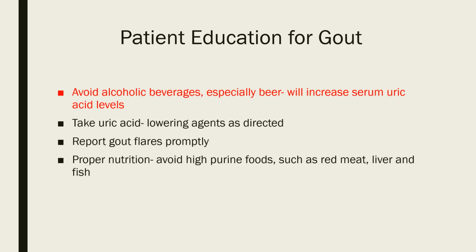So, patient education for gout. Ladies and gentlemen, listen up, and then listen up one more time. This patient needs to avoid alcoholic beverages, especially beer, as this will increase serum uric acid levels. They need to take their uric acid lowering agents as directed. They need to report a flare promptly. They need to be educated about proper nutrition, avoiding high purine foods such as red meat, liver, and fish.